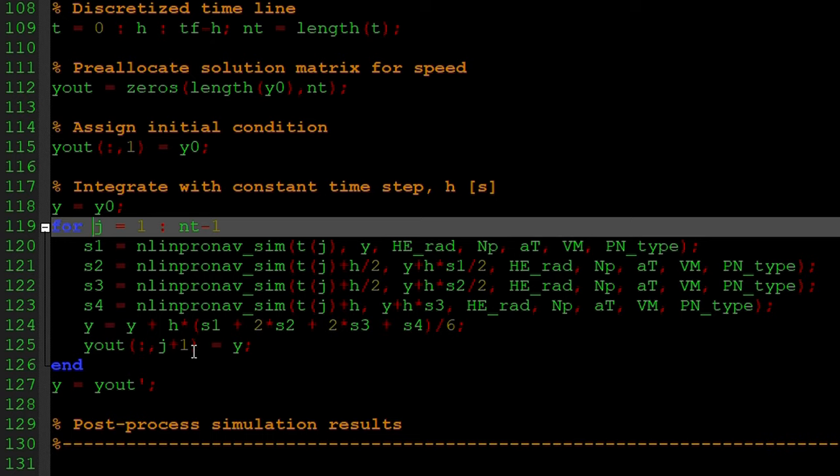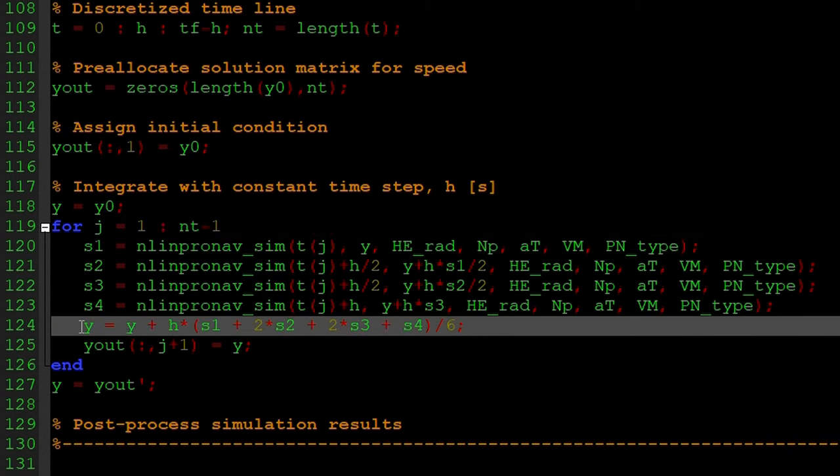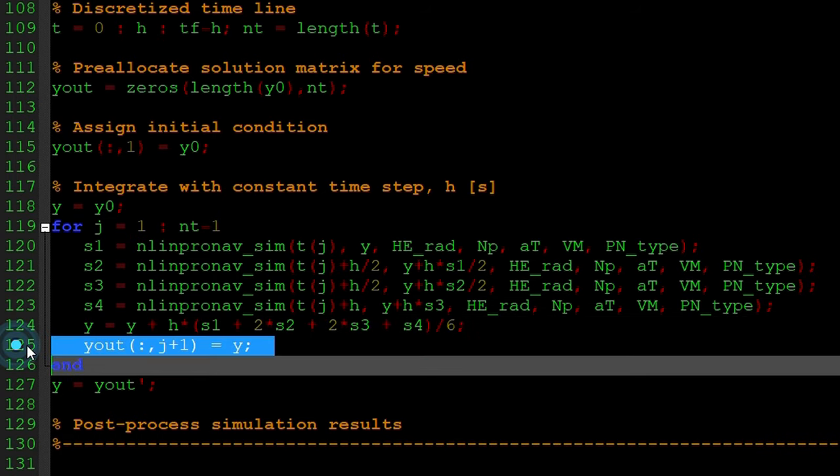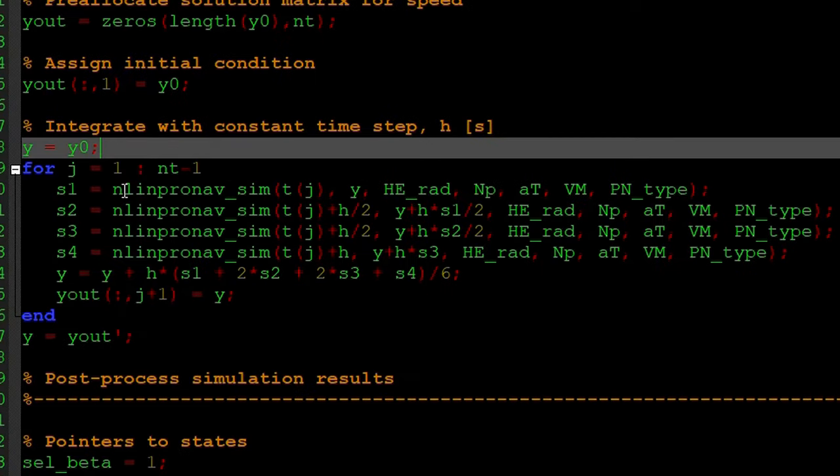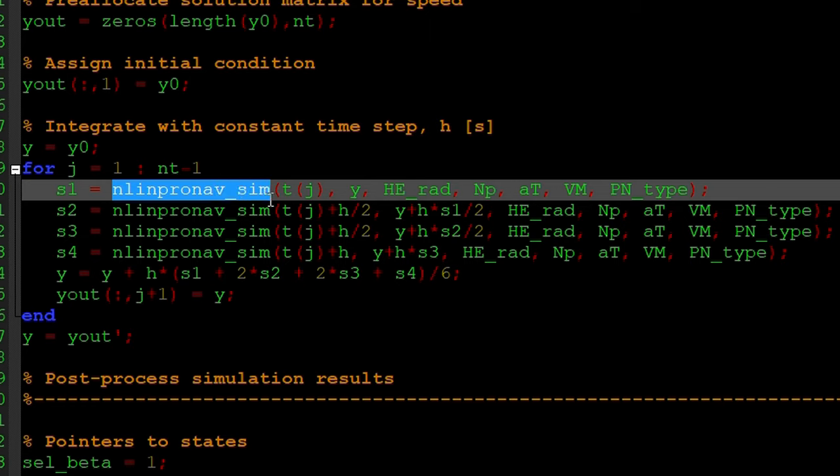That's TJ plus 1. So the output of the fourth order Runge-Kutta is a prediction of the next time step at line 124. And then that is stored in line 125 in the solution vector in the J plus 1 column. And the process continues until we get to NT minus 1, where the Runge-Kutta solver gives us the solution at NT, or TF, and the final solution is stored in the solution matrix. Now, the RK4 solver is applied to this script nlin-pronav-sim.